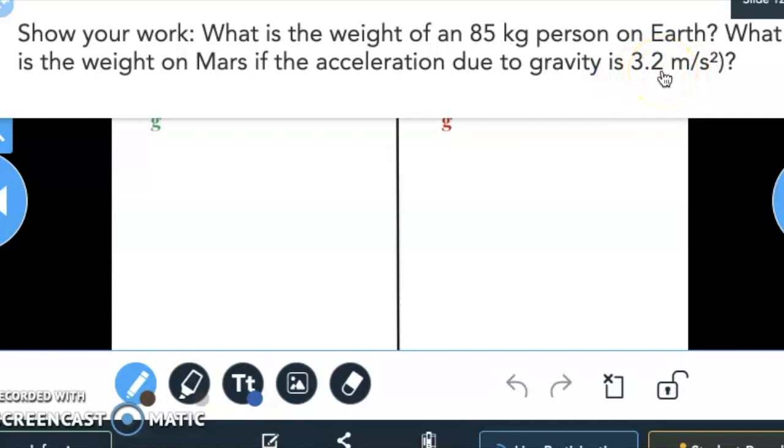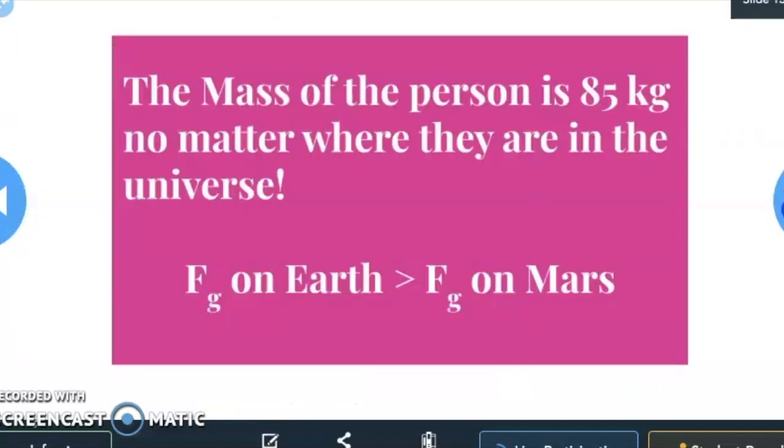Now that makes sense because if we look at our question, our acceleration due to gravity is 3.2 meters per second squared on Mars. On Earth, it's 10 meters per second squared. And if you were to multiply 3 times 3, you'd get pretty close to 10, especially 3.2 times 3. And so it makes sense that the weight on Mars would be about a third of what it is on Earth because the acceleration is less. And remember, force and acceleration are directly related to each other. So to summarize, the mass of the person is 85 kilograms no matter where they go in the universe, while the weight does change, and it so happens in this example, the force of gravity on Earth should be larger than the force of gravity on Mars.